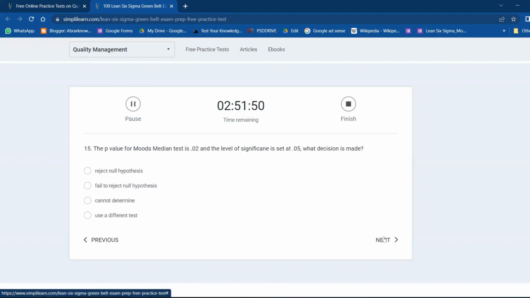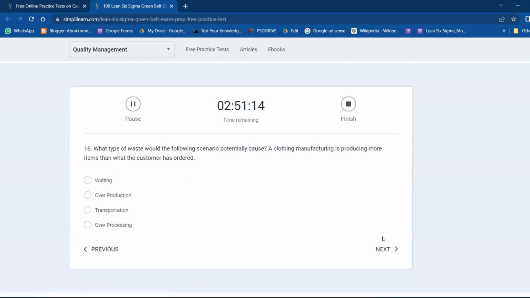Let's go to the 15th one. The p-value for the mood's median test is 0.02, which means 2 percent, and the level of significance is set at 0.05. What decision is made? Reject the null hypothesis, because the lower the p-value, the more we reject. There is a very important point to remember: if the p-value is low, the null hypothesis will go away. That means if the p-value is low, we have to reject the null hypothesis.